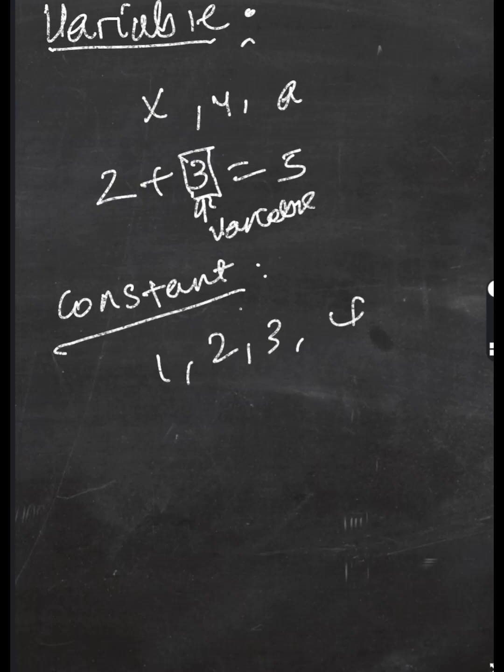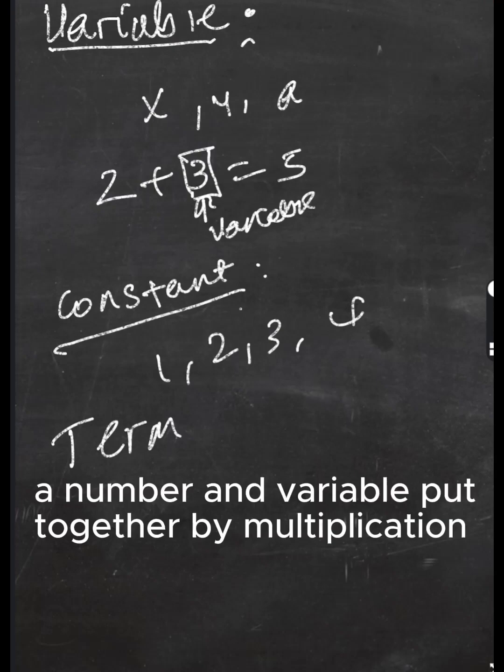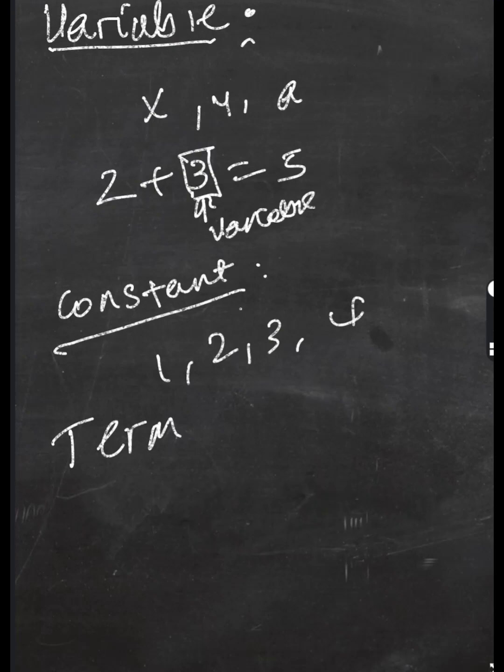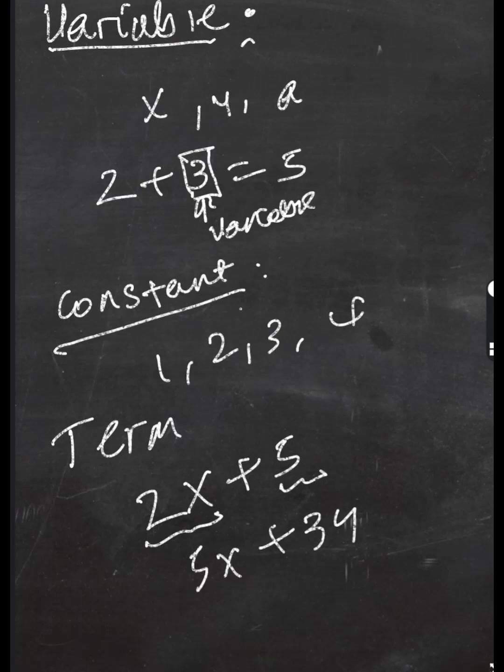In algebra, we also have the third term, which we call term. A term is made up of numbers and variables put together by multiplication and separated by addition or subtraction. There can be 2 or more terms in an expression. For example, if I have 2x plus 5, I have 2 terms, 2x and 5. Or if I have 5x plus 3y, this has 2 terms. These are called terms.